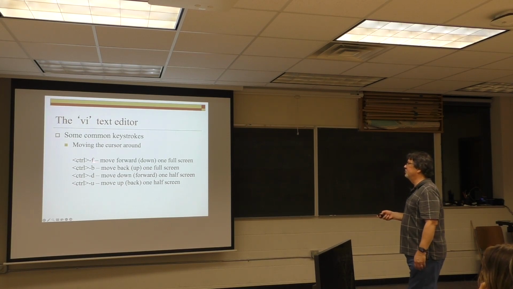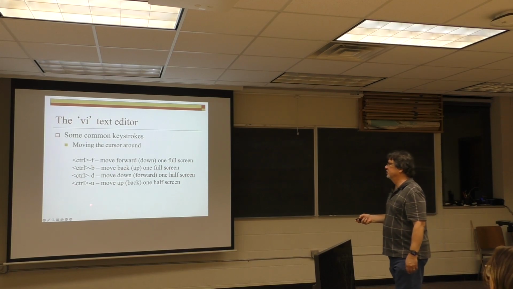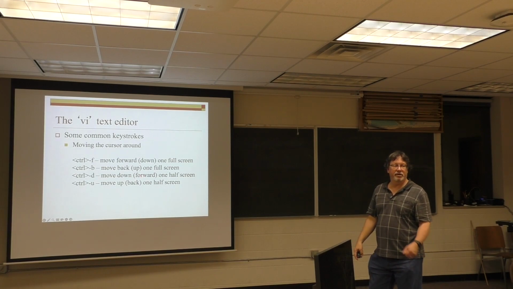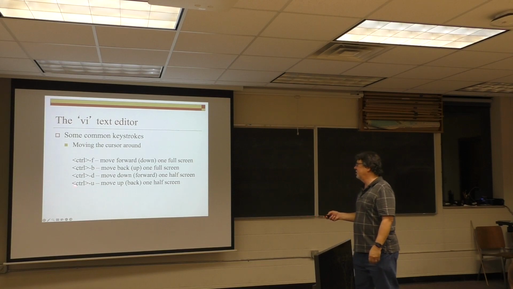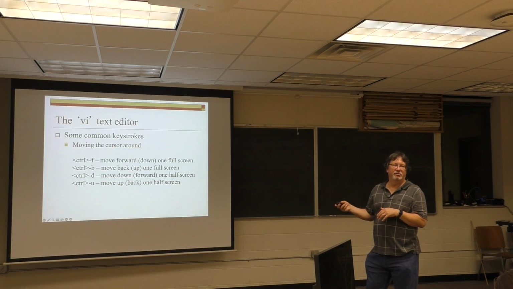So Control F moves forward or down one screen. Control B moves back one full screen, so up one screen. Control D moves down or forward half of a screen. Control U will move you up half of a screen. So forward, backward, full screen, down and up are a half of a screen, up or down.